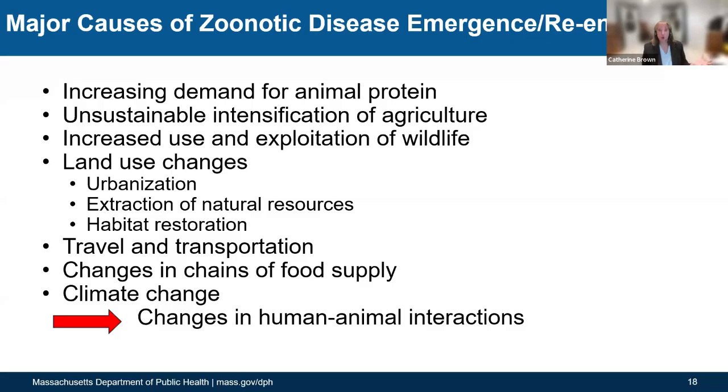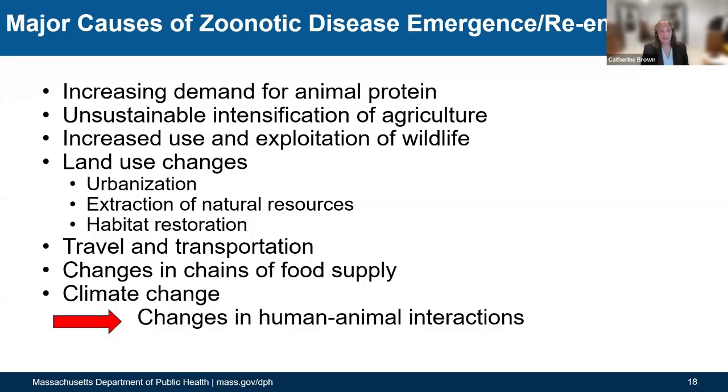Now, if we think globally, across the world, some of the factors that have been shown to be major causes of the emergence or reemergence of some of these zoonotic diseases are, as the human population expands, there's increasing demand for animal protein. Animal protein has a lot of calories. It's good for people, essentially, particularly when they are not living in a place like the United States that has 1,000 different cookie brands available.